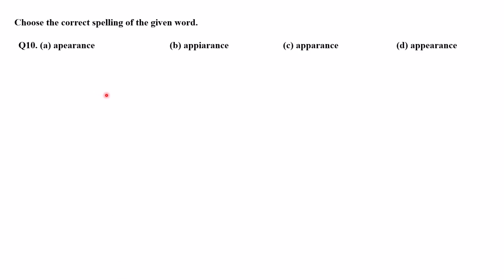Now the next question is choose the correct spelling of the given word. So here four spellings are given. You have to choose which one is correct. So here all the words are appearance, but which is the correct spelling? So you can clearly see the D option is correct, isn't it? Appearance. Answer is D option. And appearance means the way someone looks.